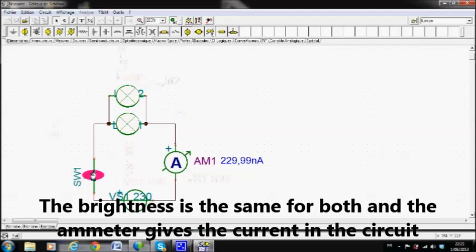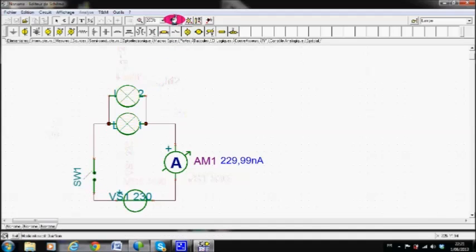8.7 milliamps. Okay, and the brightness is the same, but be careful. Look, before using this bulb, I cut this wire, so I have only one light bulb in my circuit.